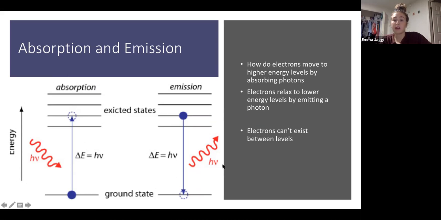Even the ground state can go to higher states as well. Excited states are the higher energy levels. So an electron is excited when it's in a higher energy level.